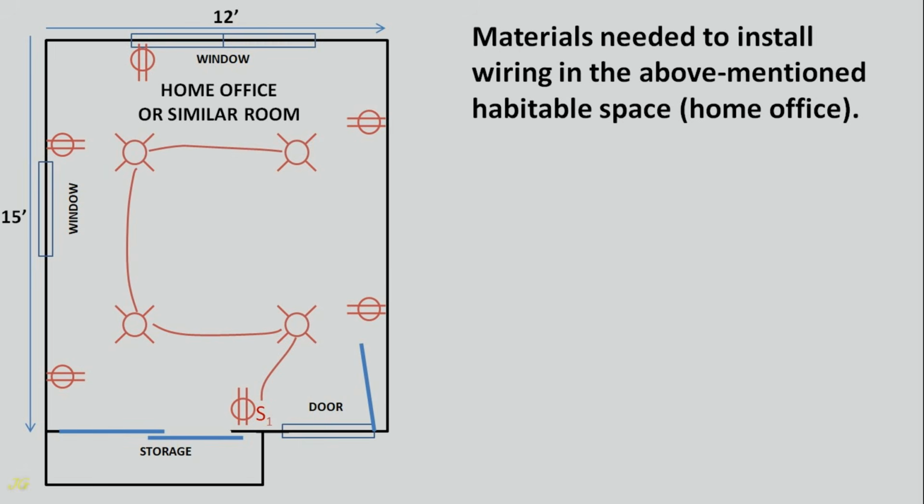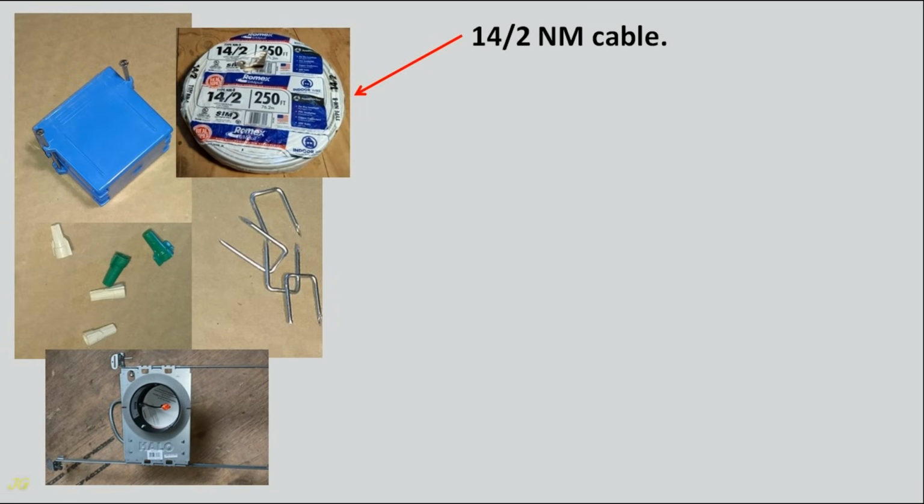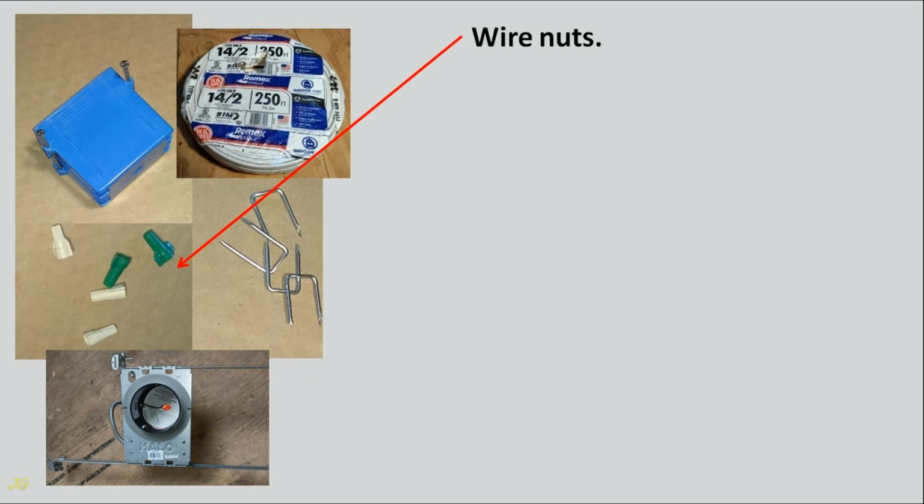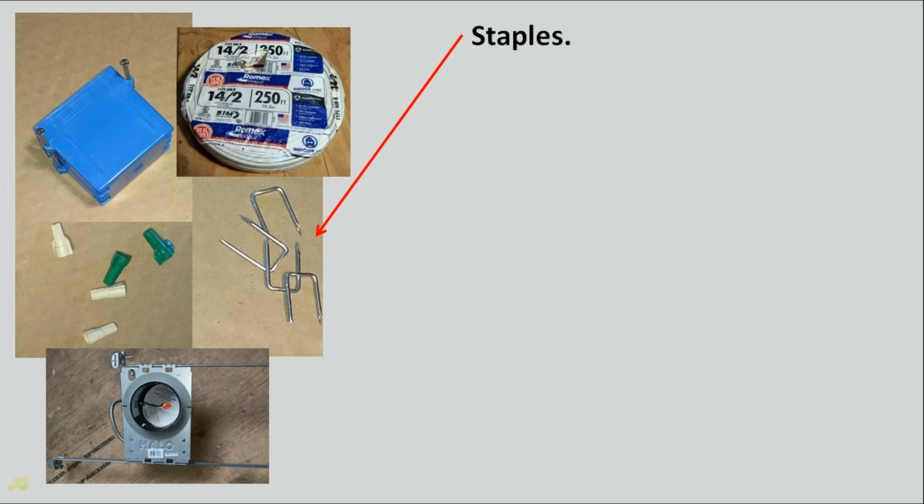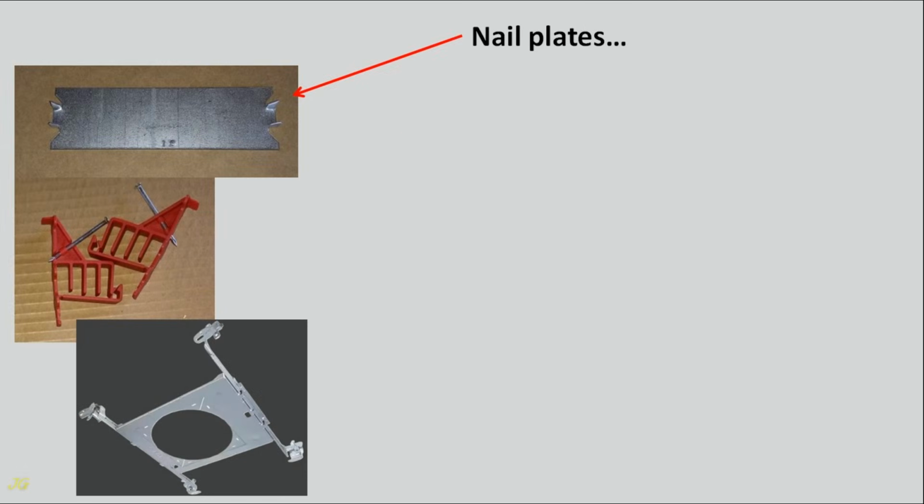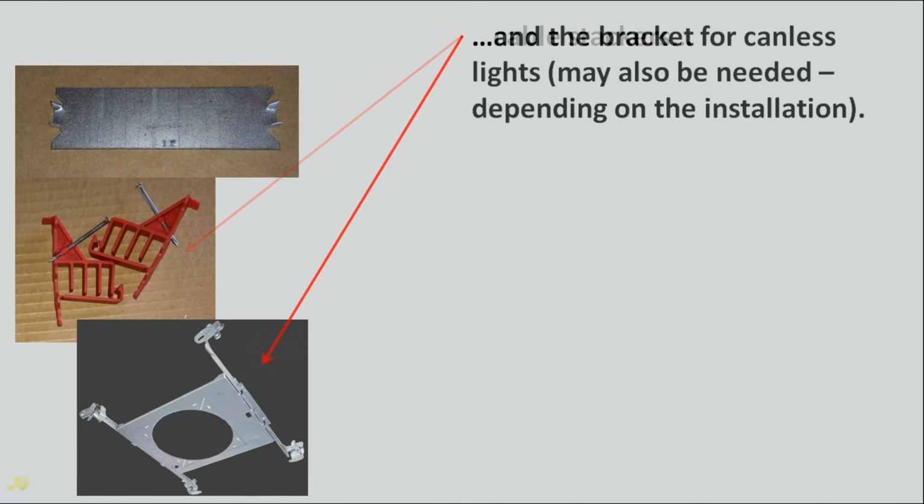Materials needed to install wiring in the above-mentioned habitable space, home office. For rough-in wiring will be needed 14/2 NM cable, receptacle, switch, junction box, wire nuts, staples, recessed light housing, if this type of recessed light will be installed, nail plates, cable stackers. And the bracket for canless lights may also be needed, depending on the installation.